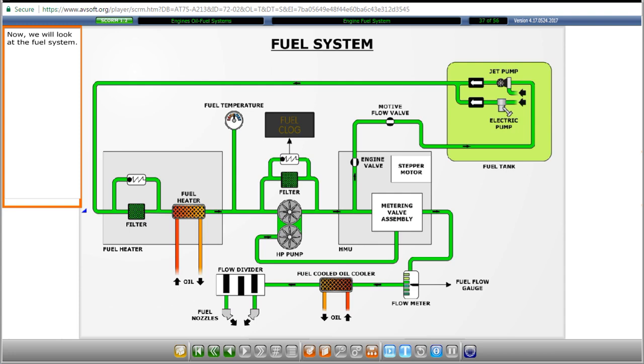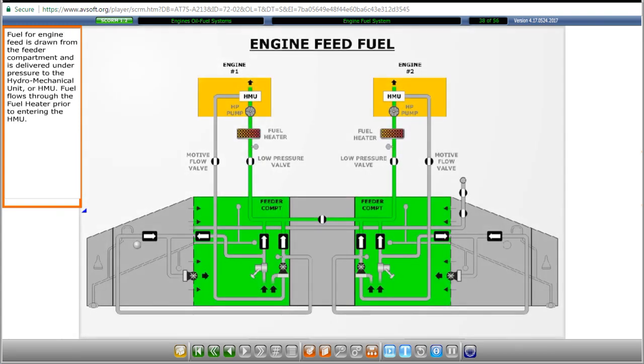Now we will look at the fuel system. Fuel for engine feed is drawn from the feeder compartment and is delivered under pressure to the hydromechanical unit, or HMU. Fuel flows through the fuel heater prior to entering the HMU.